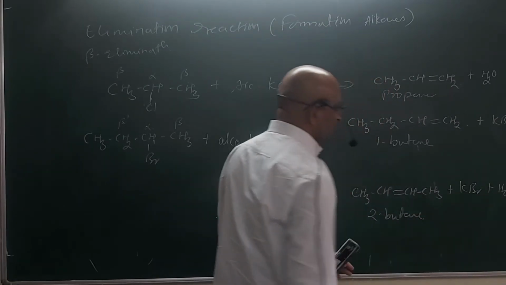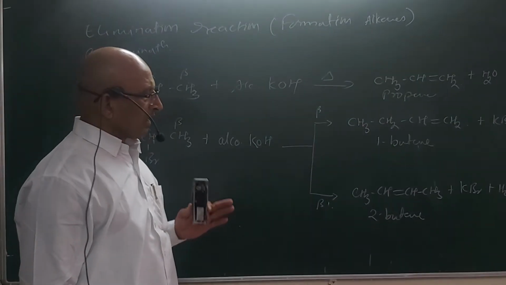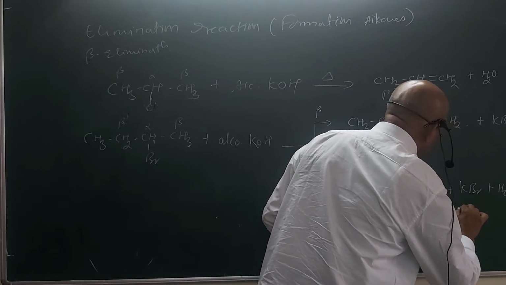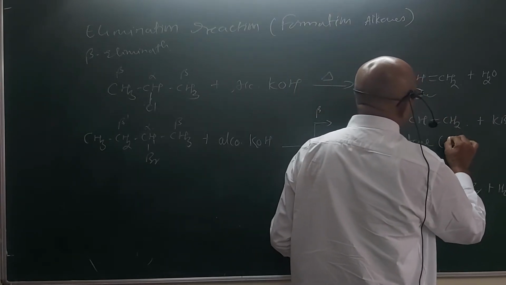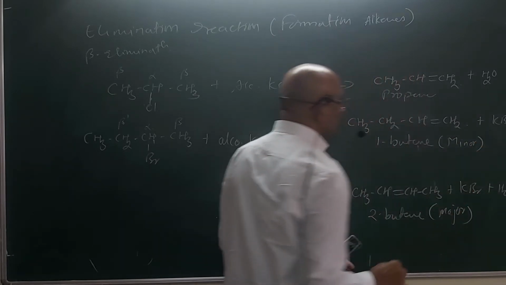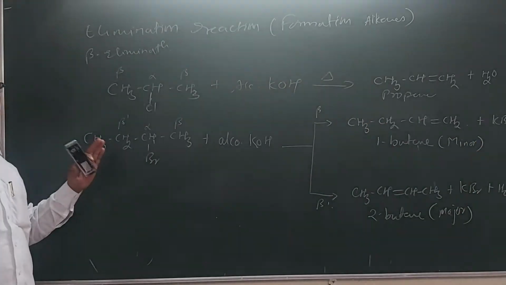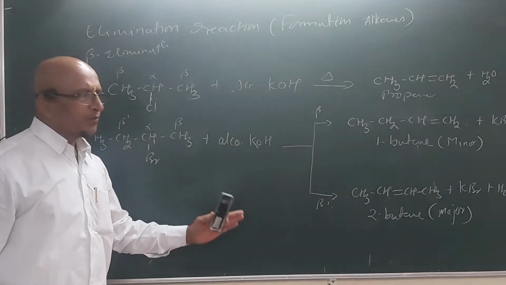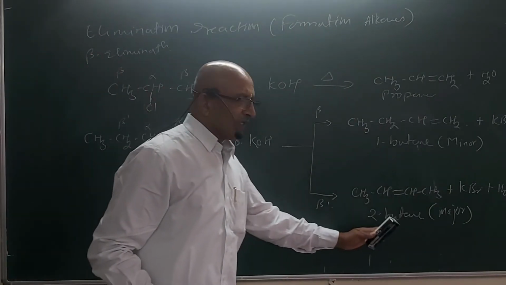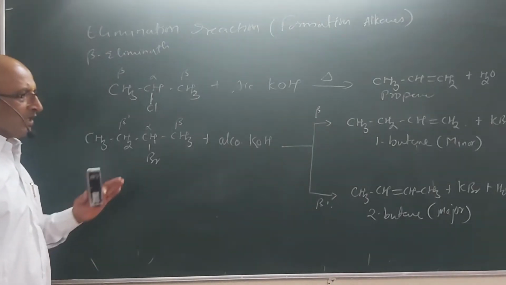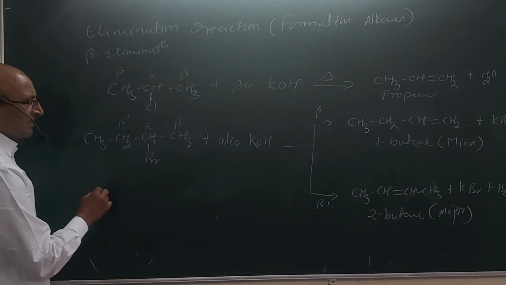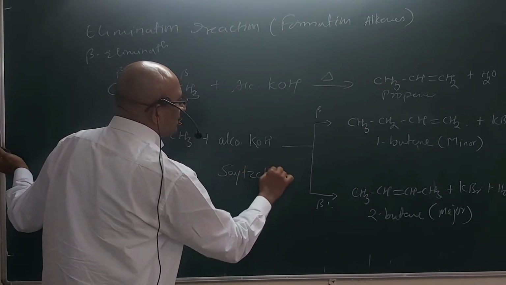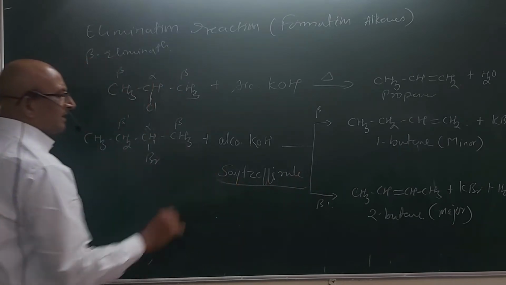So out of these two products, which will be the major product? 2-butene is obtained as the major product and 1-butene as the minor product. In this type of elimination, when it is an asymmetrical alkyl molecule with two different types of beta hydrogen atoms, we get two products, out of which 2-butene is the major product. Why is it obtained as the major product? This type of elimination takes place according to Saytzeff's rule. So what does Saytzeff's rule state?